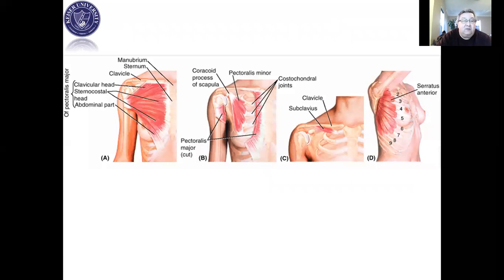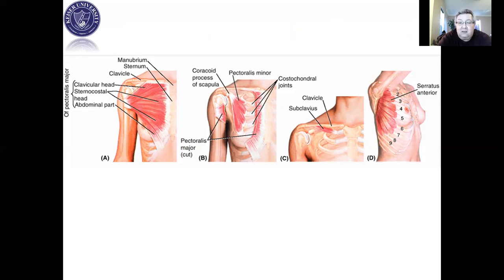So here are some of the muscles we've already gone over. If you look at letter A, you can see the pectoralis major. You can see it coming from the sternum and the clavicle, and how it attaches to the humerus there. Again, an important muscle in that shoulder area. Letter B is showing the deeper muscle, the pectoralis minor, which is deeper than pec major. And remember, this was a muscle that helps with protraction, and it also helps with the stability of the shoulder.